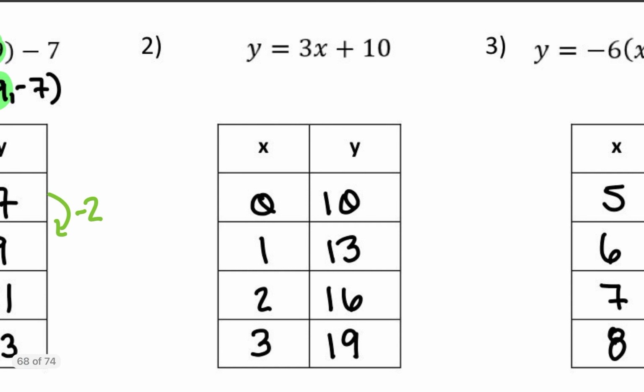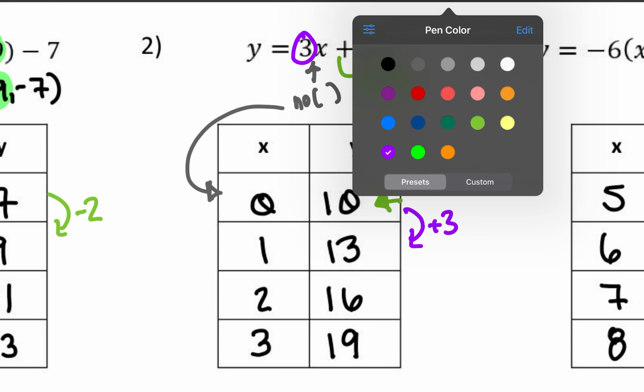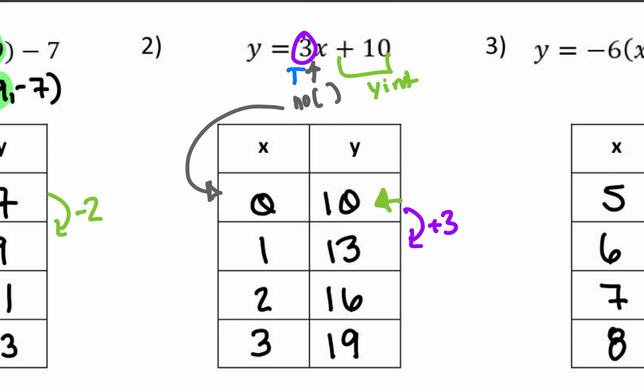Number 2, there's no parentheses with my x, so because of that, we start at time 0, which means this is our y-intercept, right? Because it's 10 is going to be with time 0. Going down my table, I'm going to add by 3 because I have a 3 for the slope, but if I need to write that in a fraction, it's over 1, and that's why I add by 1 for the x's.